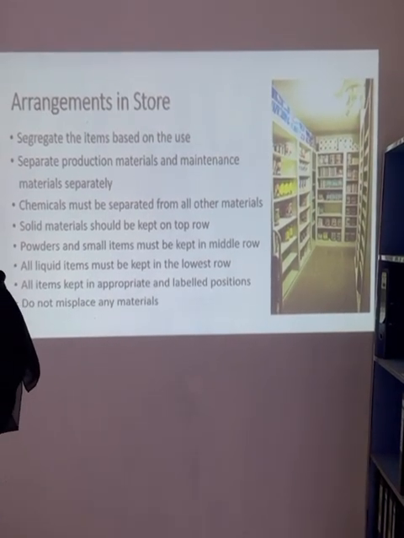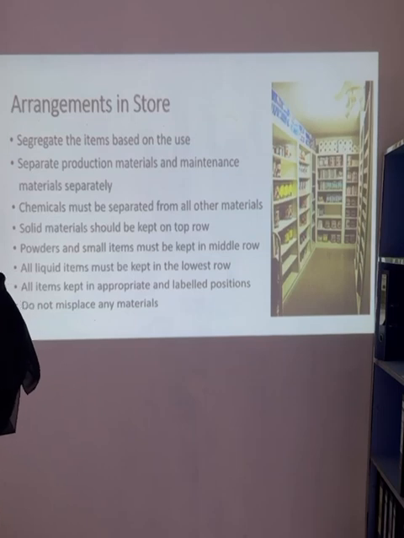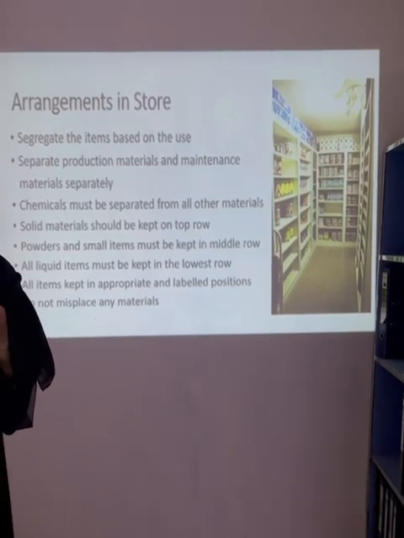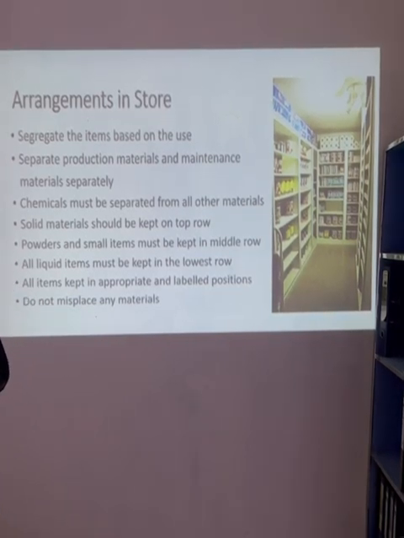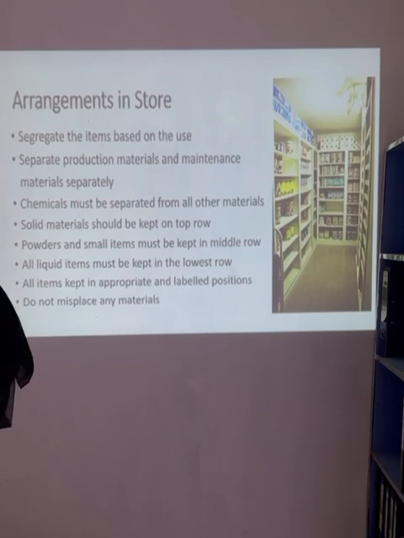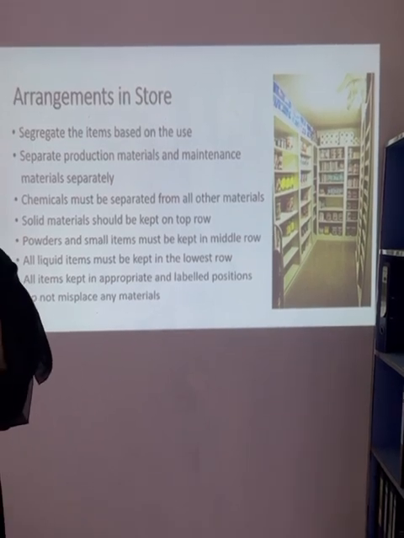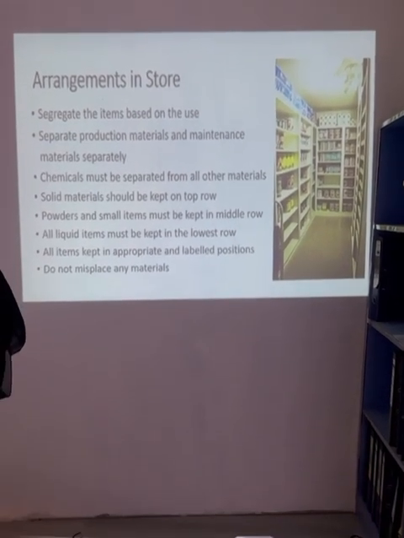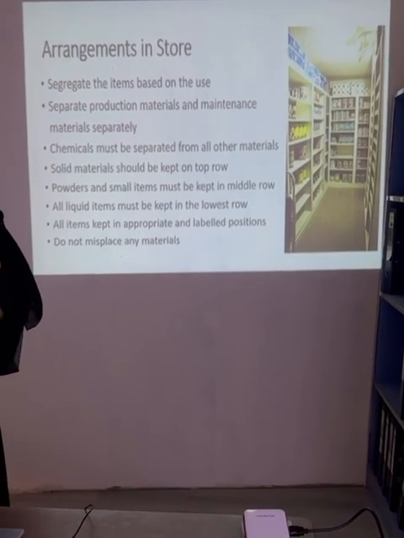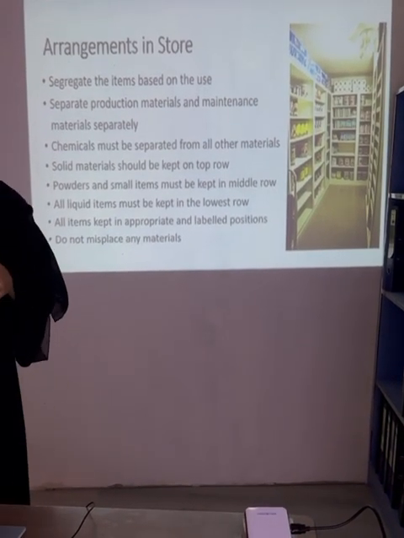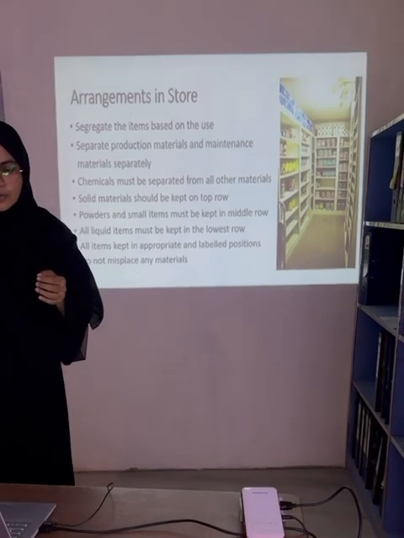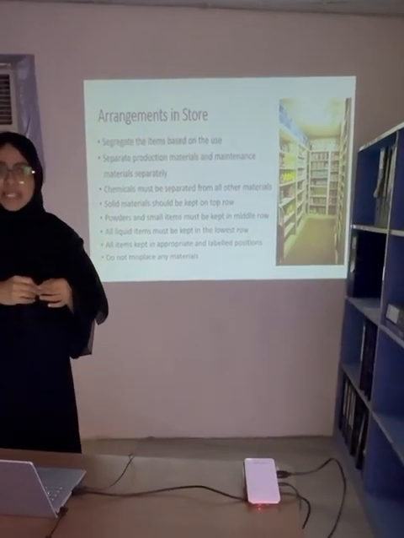So all the solid material should be kept at the top row. The next section is for the fine powder items, and liquid substances should always be at the lowest row. All items should be appropriately labeled and positioned, and do not misplace any material.